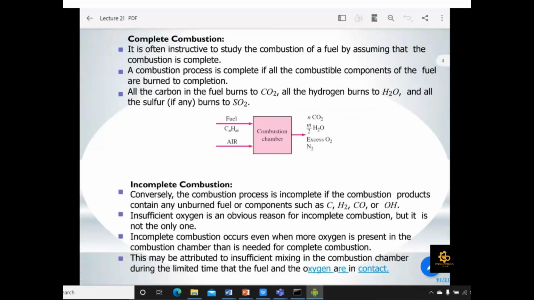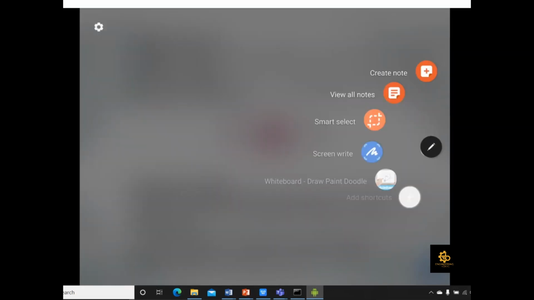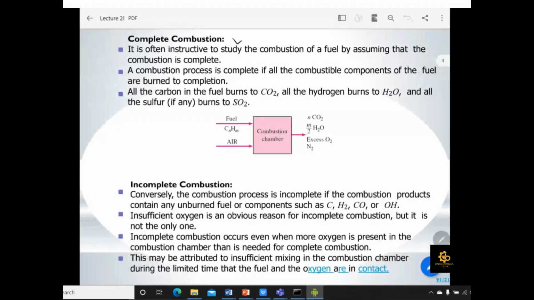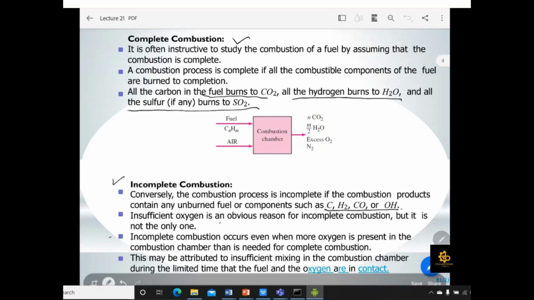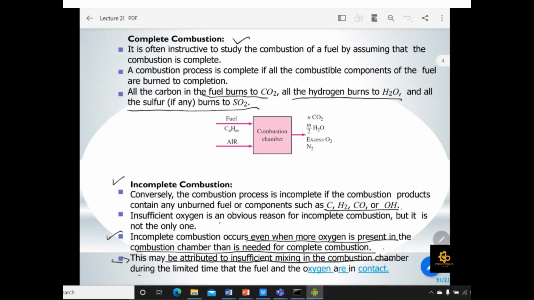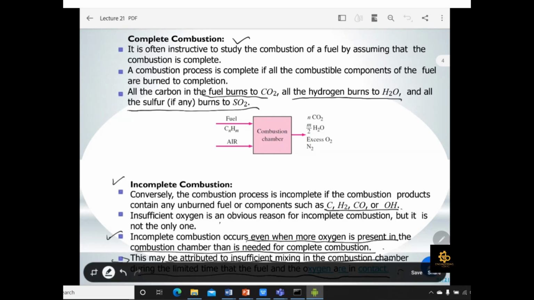We already saw in the previous slide what complete combustion is: all the carbon in the fuel goes to CO2, all the hydrogen to H2O, and sulfur to SO2. Incomplete combustion is when we have these elements on the product side. Incomplete combustion occurs even when more oxygen is present in the combustion chamber than is needed for the complete combustion process. This may be attributed to insufficient mixing in the combustion chamber during the limited time that the fuel and the oxygen are in contact, which we already talked about in the previous slide.